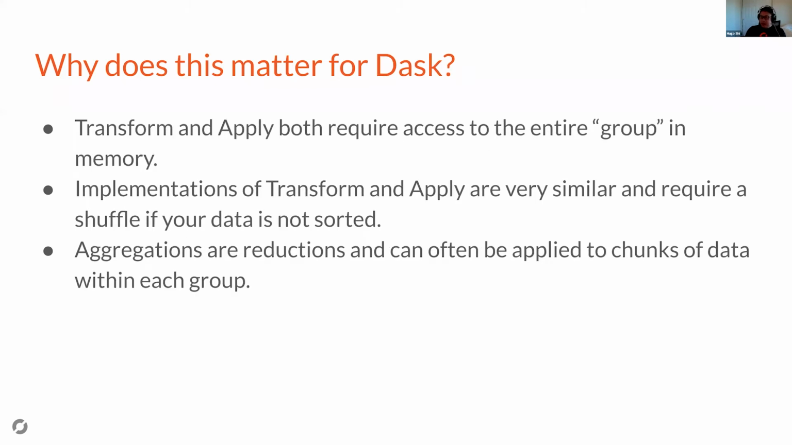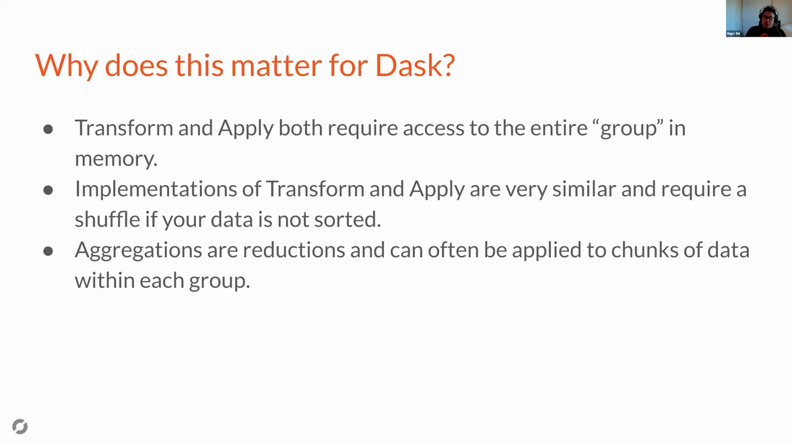So why does this matter for Dask? For Dask, it matters in a different way because things like pre-allocating memory is a lot less important for a distributed system. But the operations are still very different. Transform and apply both require access to the entire group's worth of data in memory. As a result, the Dask implementations of group by transform and group by apply are very similar. Essentially, if your data has been sorted and Dask knows the boundaries of every partition in a Dask data frame, then it can be implemented just by mapping the operation onto every partition.